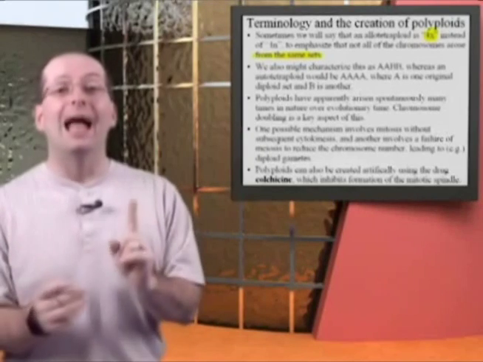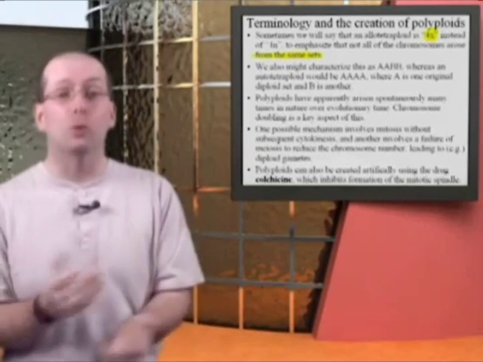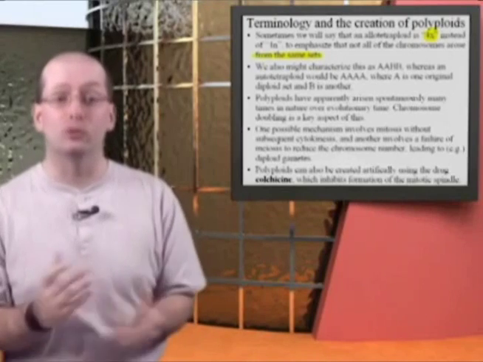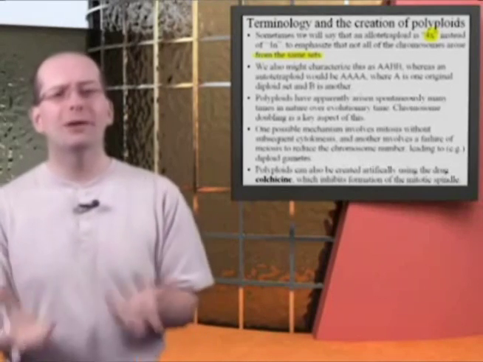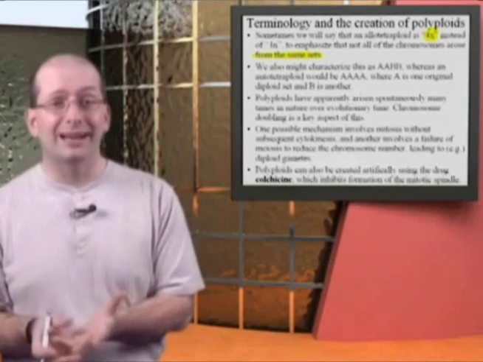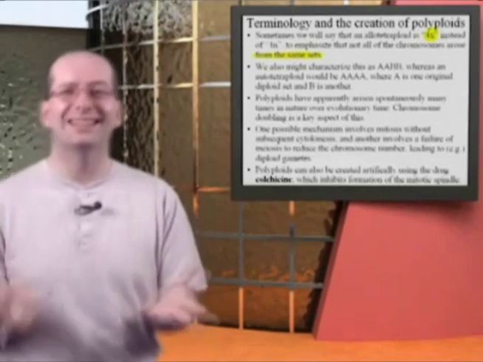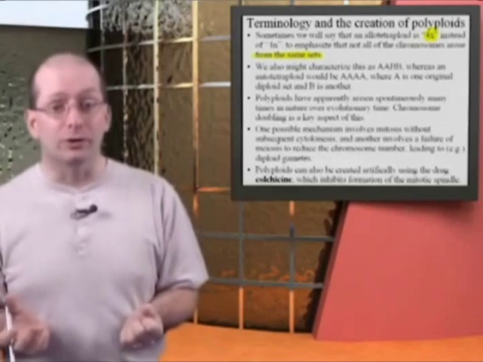In other words, an autotetraploid is definitely 4N. It's got 4 sets of chromosomes from the same original species. But when we start mixing and matching, 4N, some books will tell you is not technically wrong, but it's better to say 4X, to just say, yeah, there's 4 sets, but some are different.